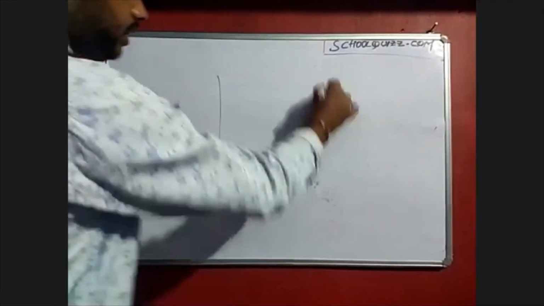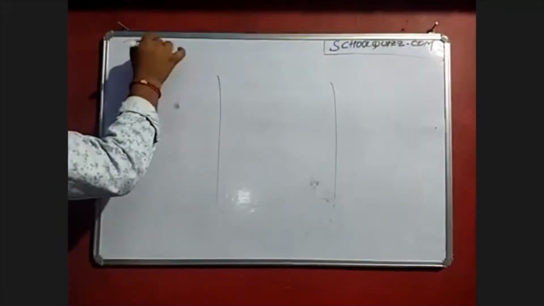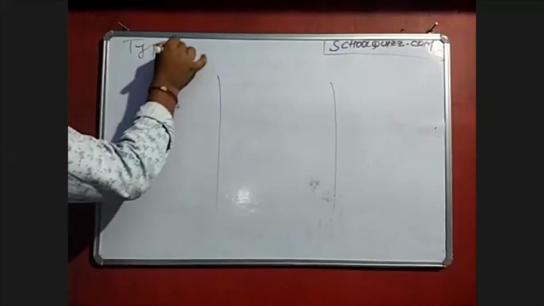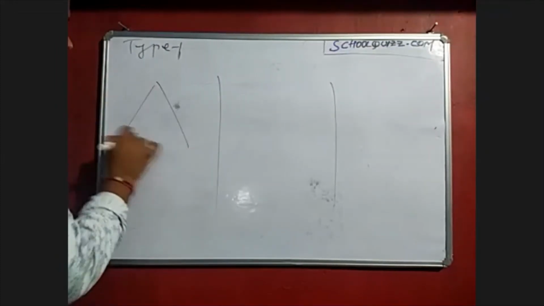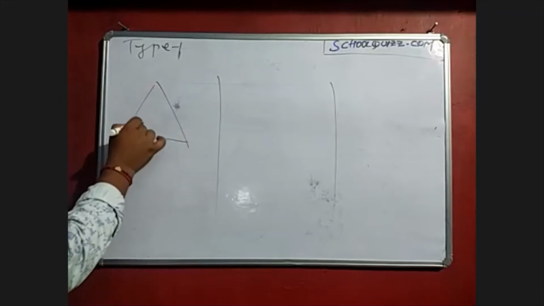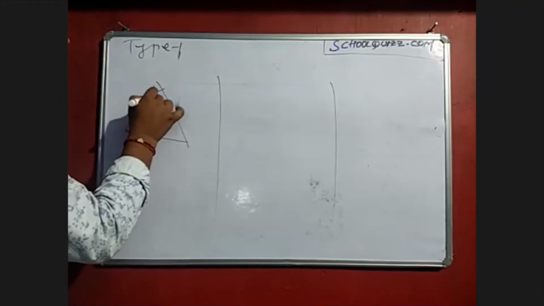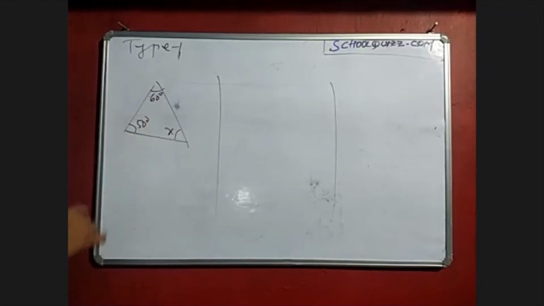Suppose type 1 means they directly give you the angles. Let it be this one. This is 50 degrees, this is 60 degrees, and what is this x? This is a type 1 question, where they directly give you like that.